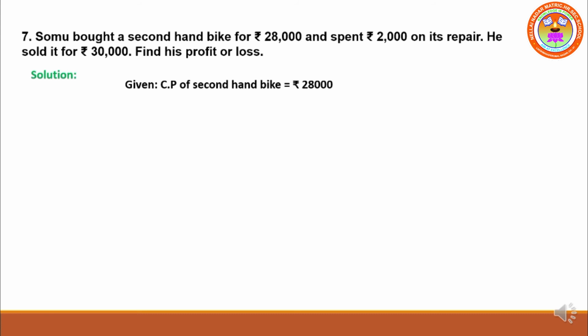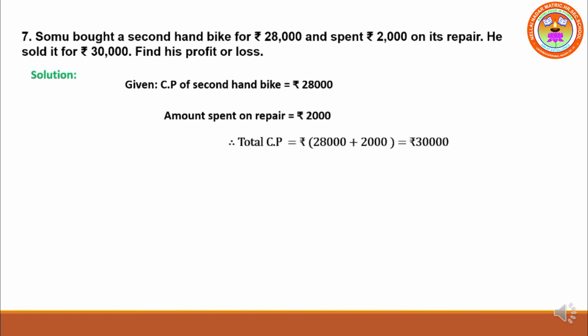Now, he has spent 2,000 rupees on its repair. So, we have to include that also. Amount spent on repair is equal to rupees 2,000. Now, when you look at these two statements, both are the amounts spent by him on the second-hand bike. So, I can write that as total CP. Okay. So, 28,000 rupees plus 2,000. When I add this, I will get 30,000 rupees, which is the total CP of the second-hand bike.